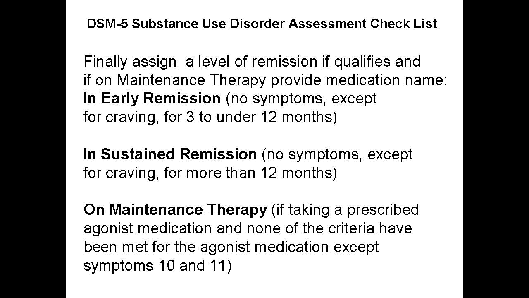In early remission, no symptoms, except for craving, for 3 to under 12 months. In sustained remission, no symptoms, except for craving, for more than 12 months. On maintenance therapy, if taking a prescribed agonist medication and none of the criteria have been met for the agonist medication except symptoms 10 and 11.